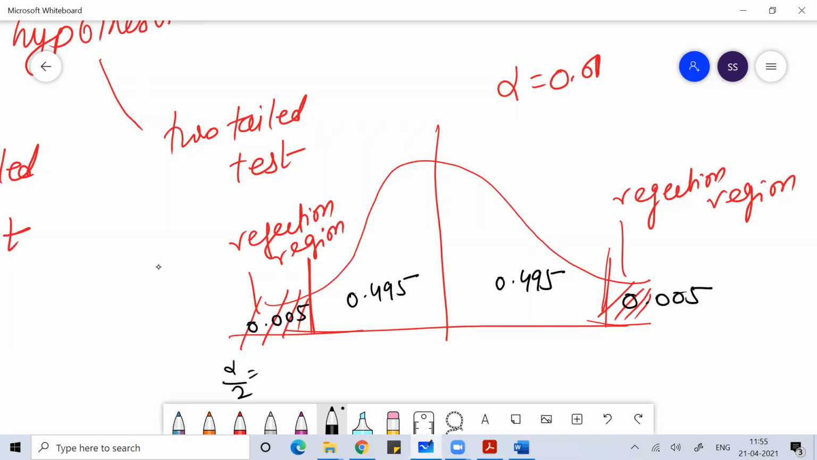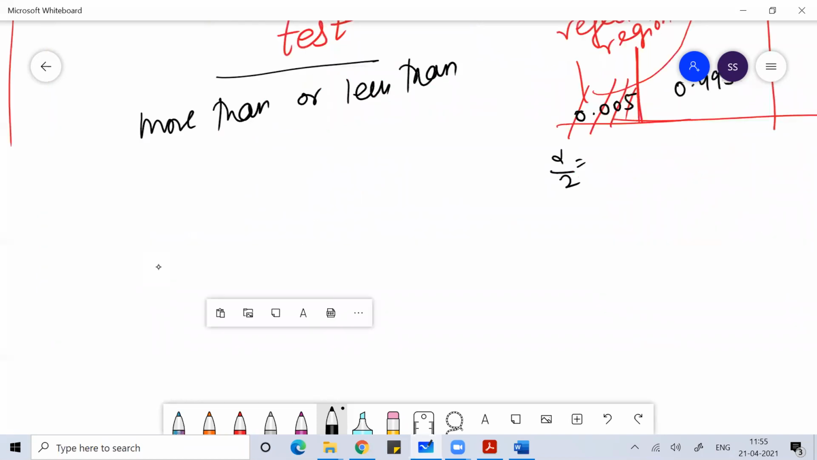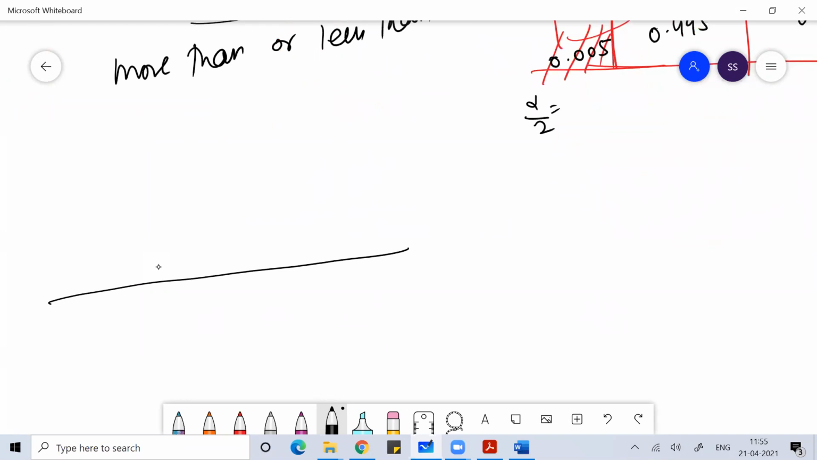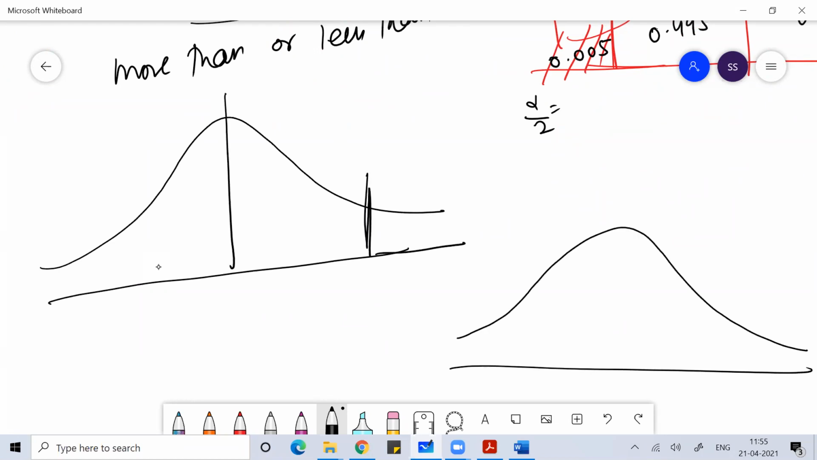And whenever you do a one-tail test, either you do more than or you do less than. Whenever in the problem you have the term greater, more than, or less than, smaller, you are doing a one-tail test. Whenever you do a one-tail test, it is either the right hand side or the left hand side. So your rejection region is only on one side.